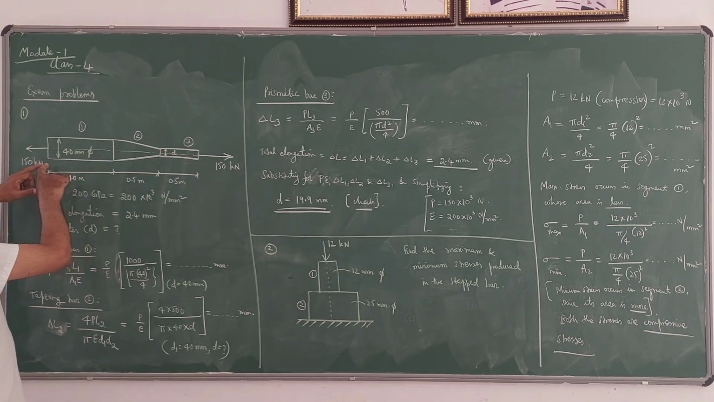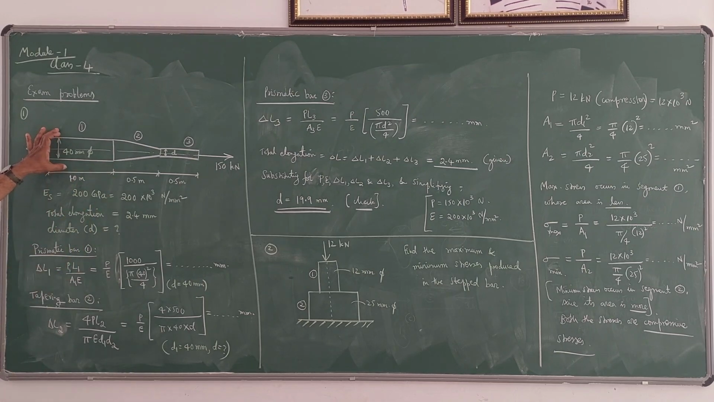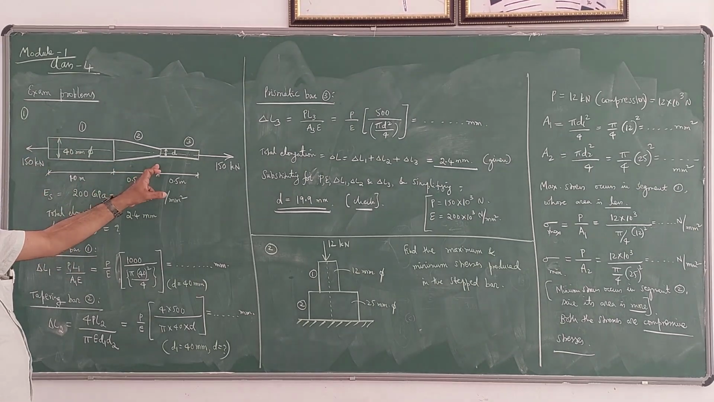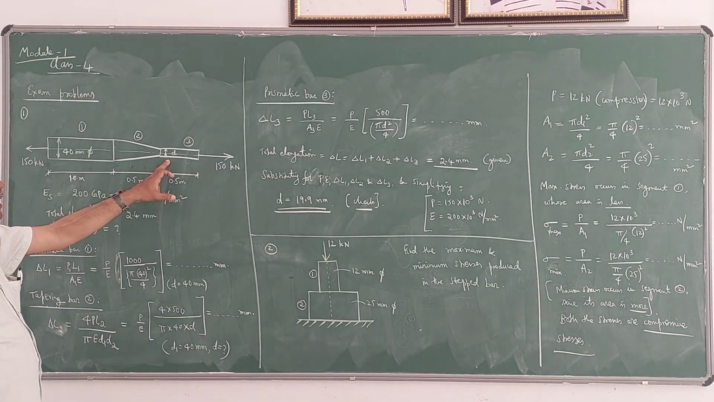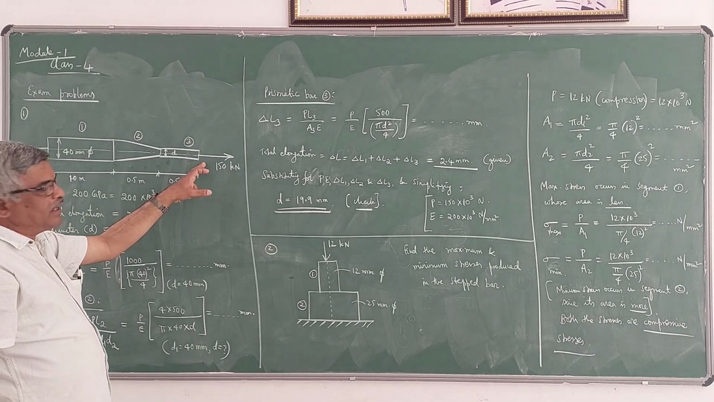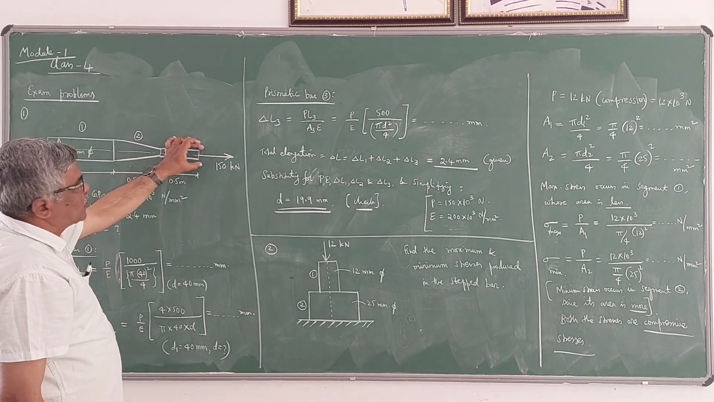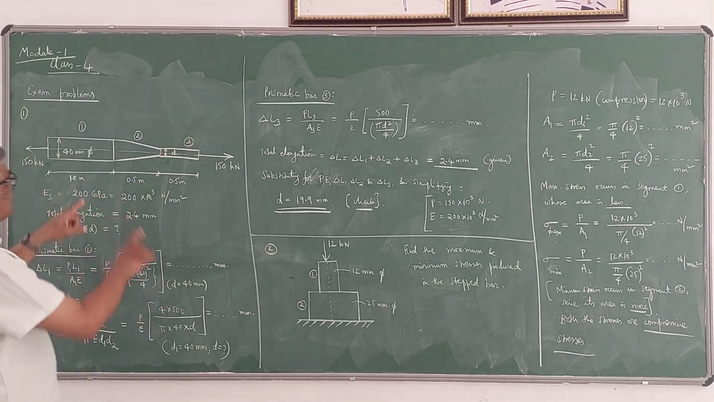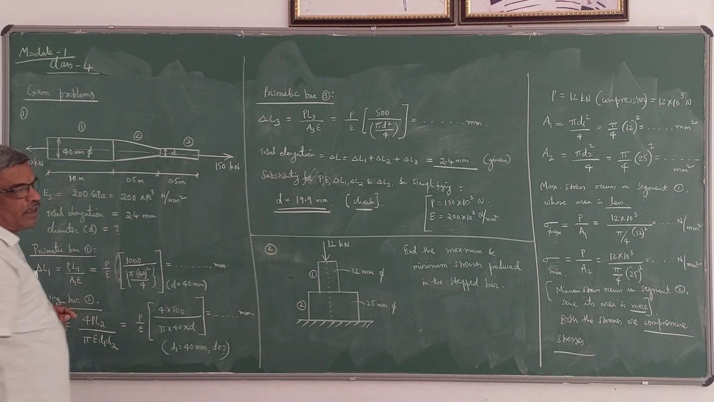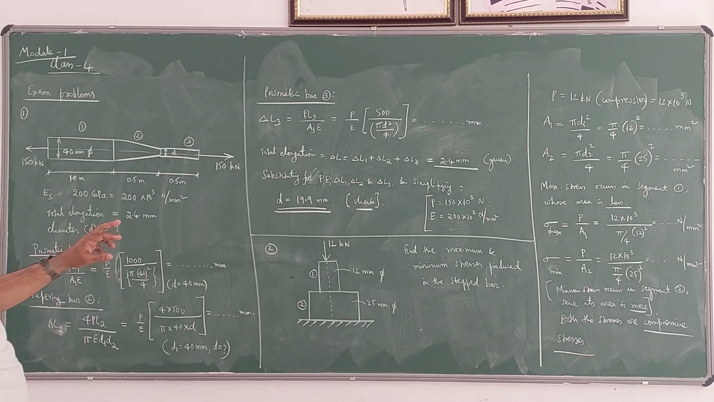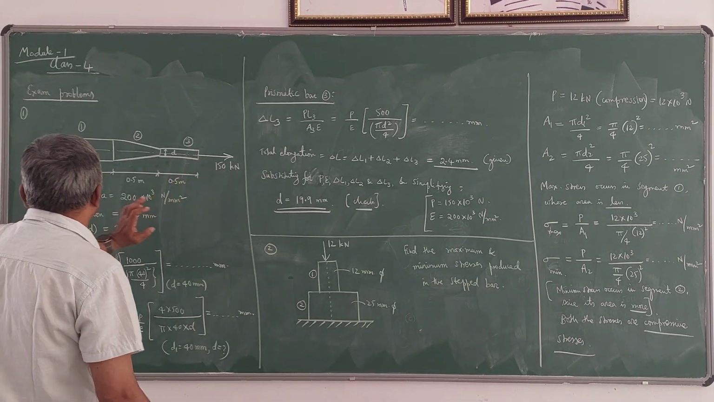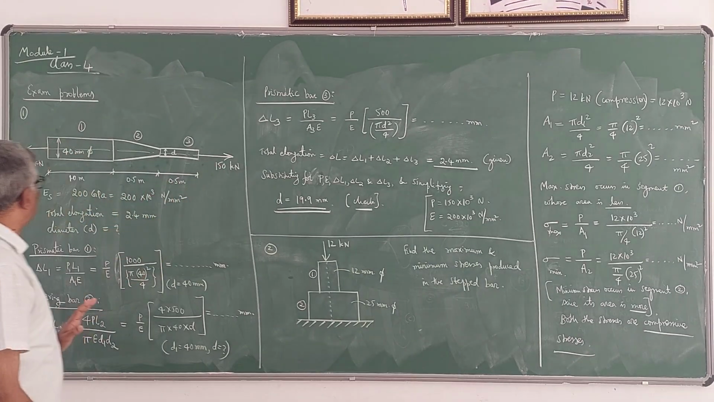segments. The first segment is prismatic, that is, the diameter is the same, 40 mm diameter. The second segment is tapering, diameter varies from 40 mm to D, which is unknown here. The third is prismatic once again, whose diameter is uniform throughout, that is D. This entire bar is subjected to a tensile force of 150 kN. So the P value is 150 kN here, or 150 into 10 power 3 Newton.